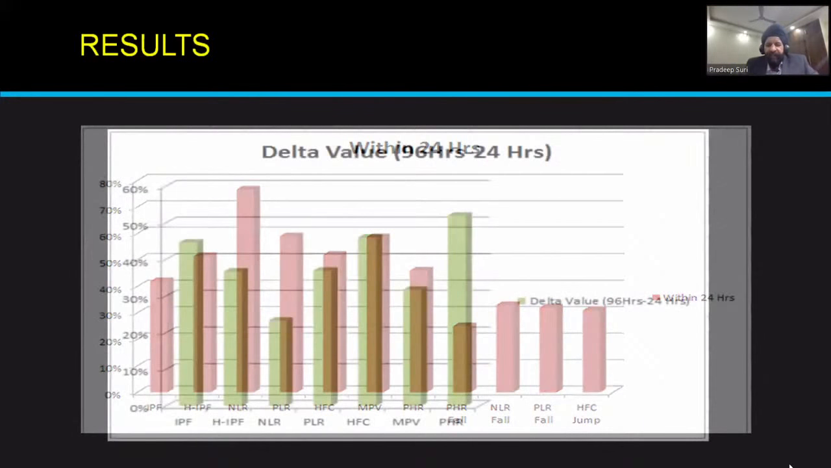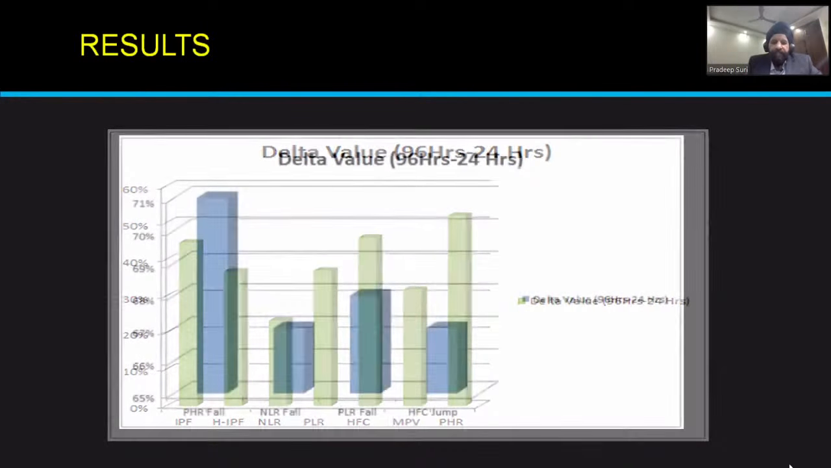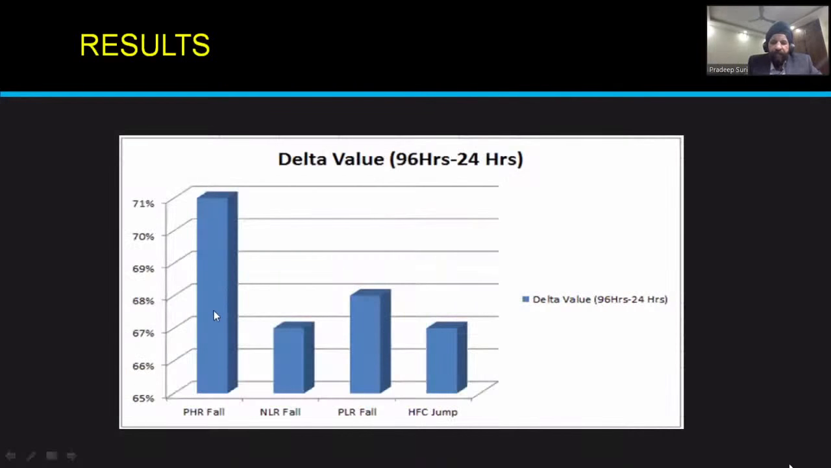So looking at the delta values, both PHR fall amongst the fall parameters and the HFC jump are showing good sensitivity. This is the delta value. Amongst the fall and jump parameters, PHR fall has a delta value of 71%, which is the highest.